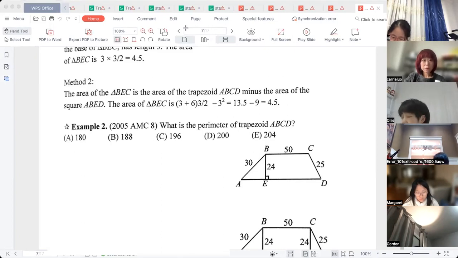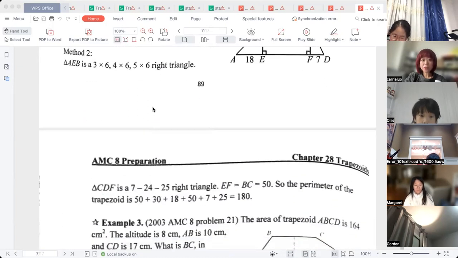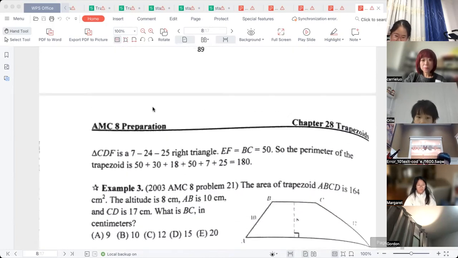Okay, I have received 4 messages, and I'm about to open them. Very good. Okay, so I'm not going to explain this question. I think you both understand how to do it. Very good. Okay, so let's move to number 3. Let's take a look at number 3, okay? So this is a 2003 AMC question, and it's question number 21.